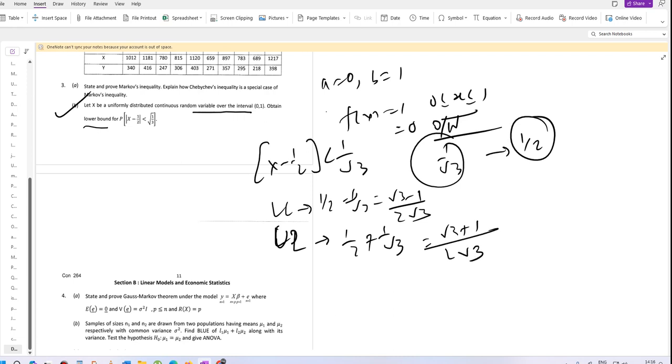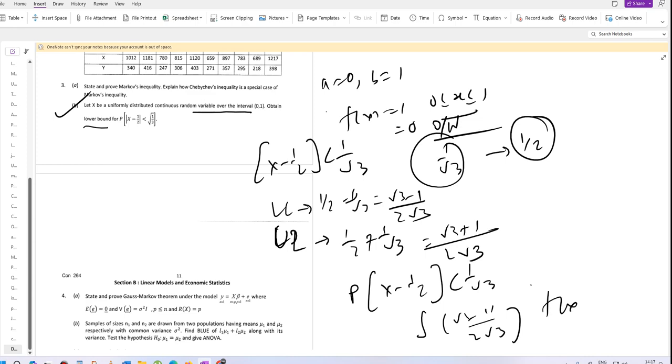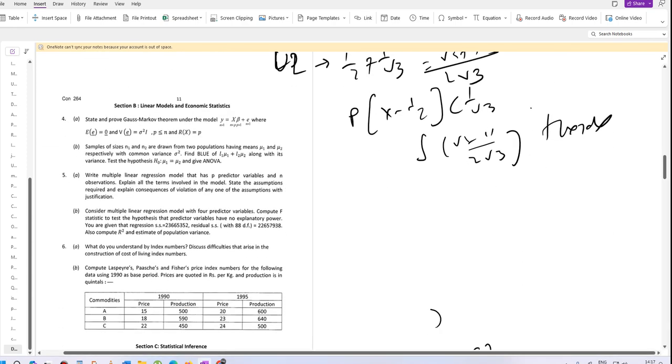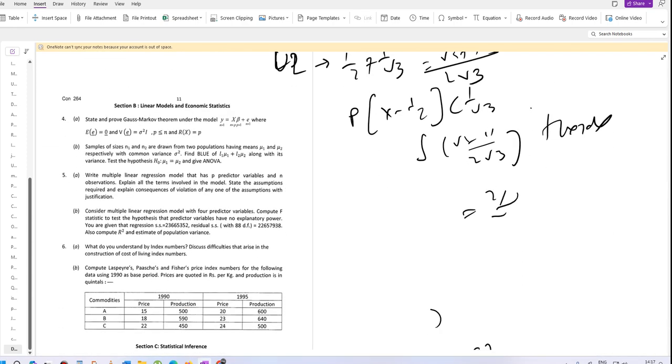So calculate the probability here. P of |x minus half| less than 1 by root 3, by integrating this function directly. So integrating from (root 3 minus 1) by 2 root 3 to (root 3 plus 1) by 2 root 3, f(x) dx, directly you can find this value, and this will give you 2 by root 3, that is after the calculation.